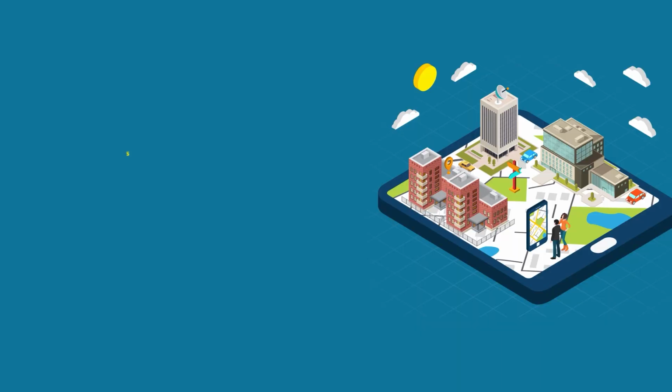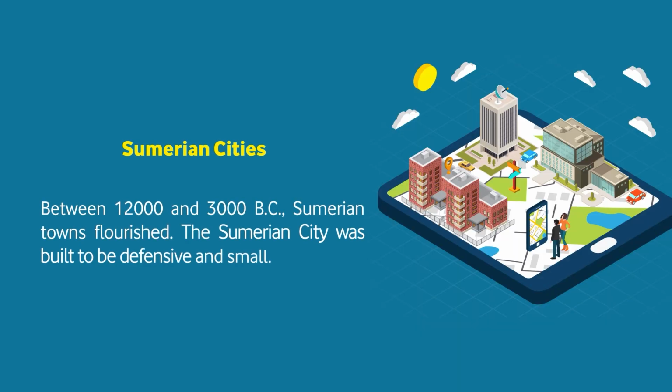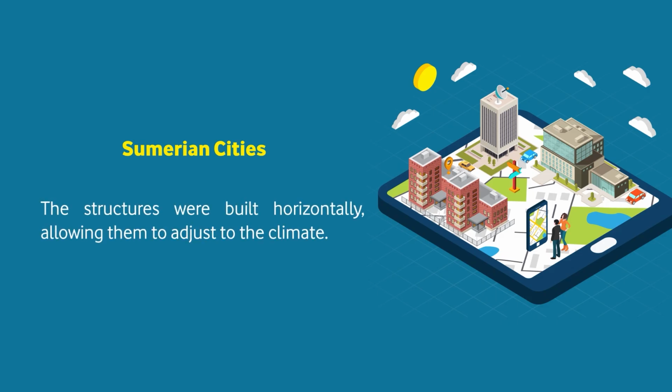We talk about Sumerian cities between 12,000 and 3000 BC. Sumerian towns flourished. The Sumerian city was built to be defensive and small. So every city has its requirement, and then the character emerges depending upon the purpose for which the city is built. The structure was built horizontally to adjust to the climate.